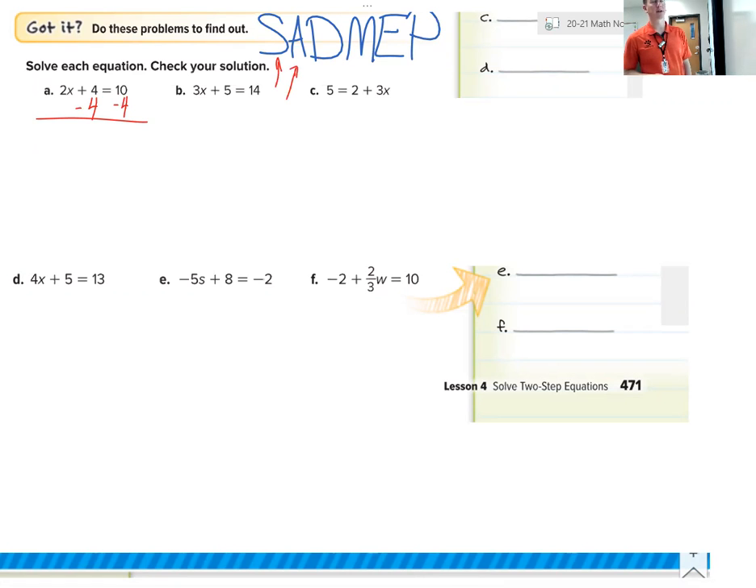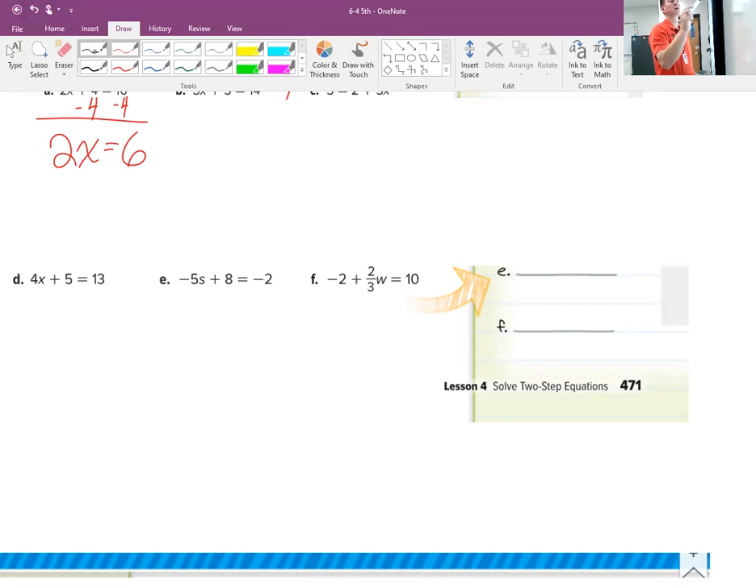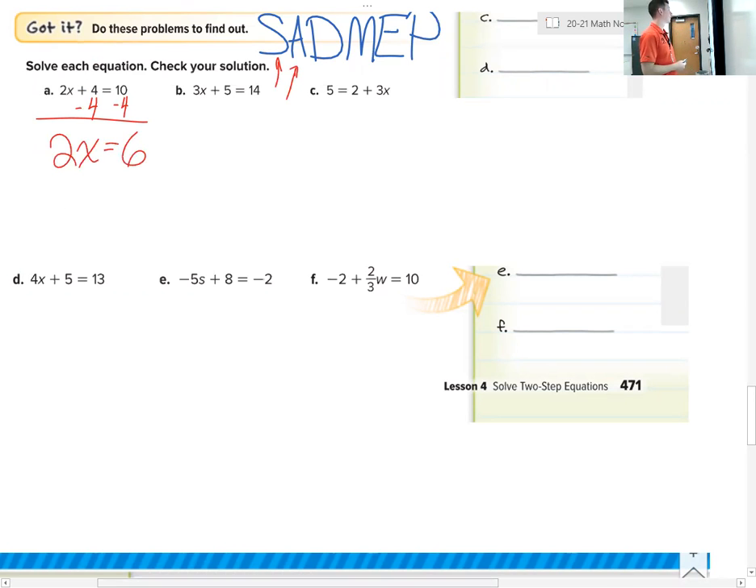So if I have 2x plus 4 and I subtract 4, the only thing I have left is 2x on the left side. 10 minus 4, back to second grade math, is just 6. Now I have something happening to the variable. I have 2x equals 6. What's happening to the variable? It's being multiplied by 2.